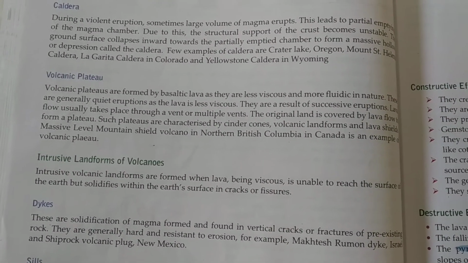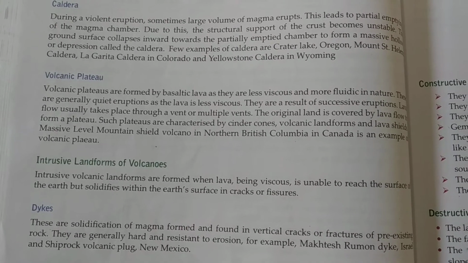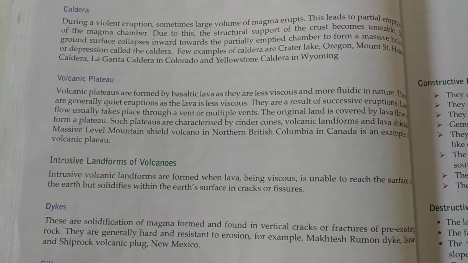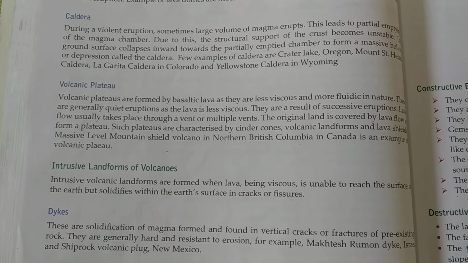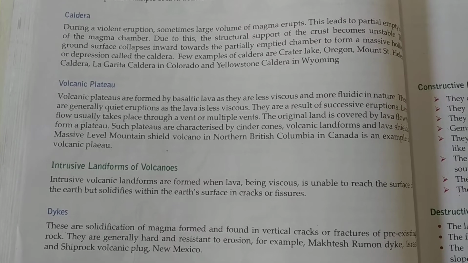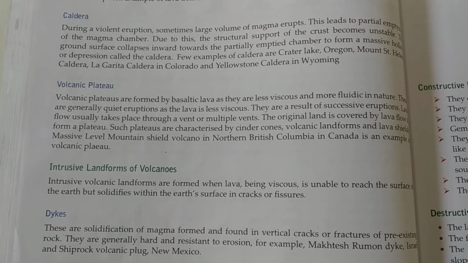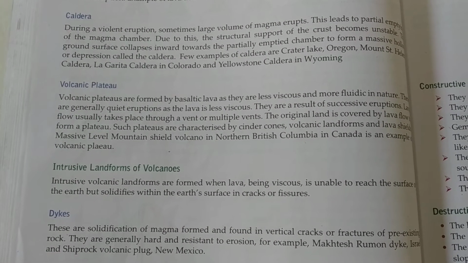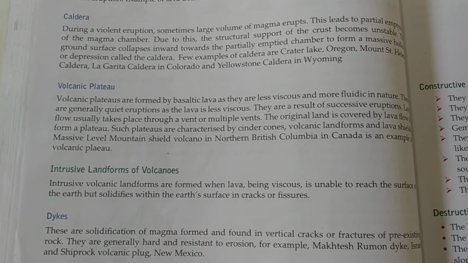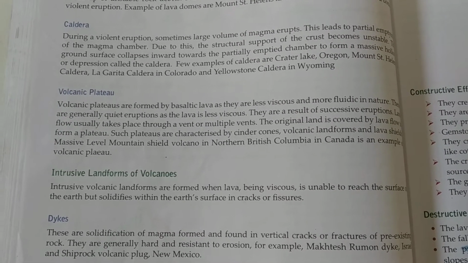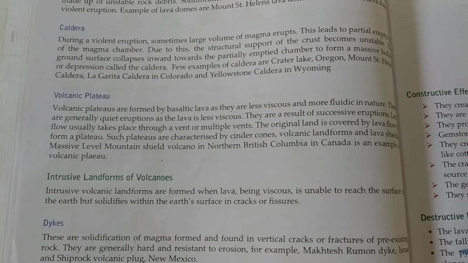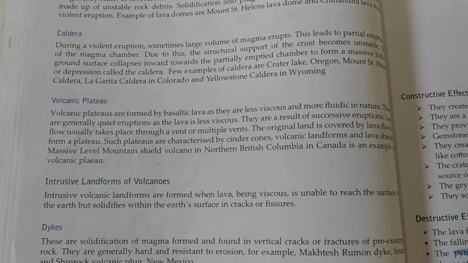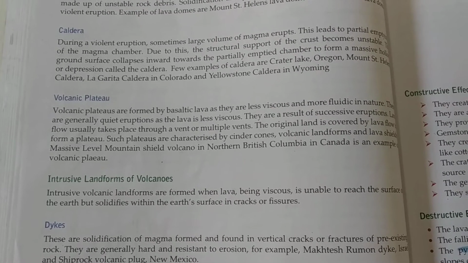Then you have the volcanic plateau. Volcanic plateaus are formed by basaltic lava, so they are less viscous, more fluid in nature. And here, in this case, eruptions are quiet, not very violent. As a result of successive eruptions, one after the other, lava flow usually takes place through a vent or multiple vents. That is, there is not just one central vent but multiple vents through which magma comes out. The original land is covered by lava flow, which forms a plateau.